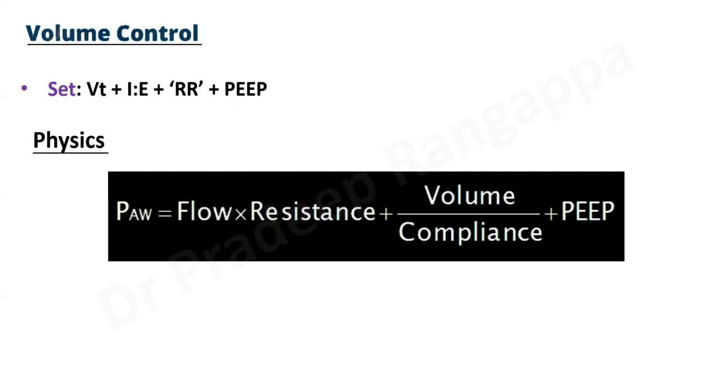And for any ventilation, one needs to drill into their mind this particular understanding: your airway pressure is equal to flow times resistance, plus volume divided by compliance, plus PEEP.